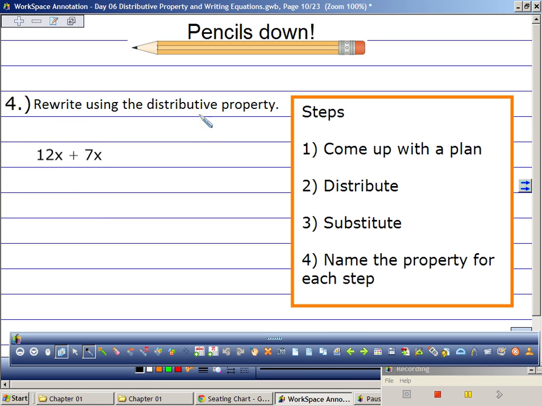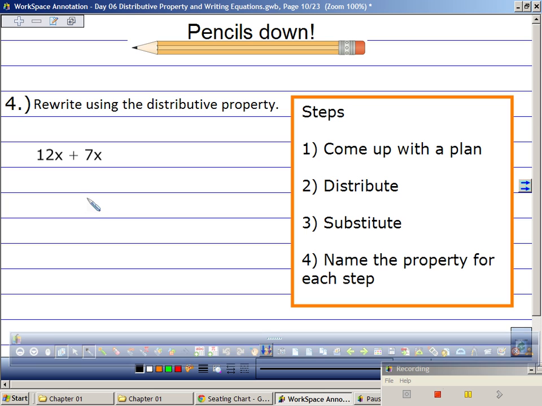Okay. Rewrite using distributive property. I need it quiet, please. Rewrite using the distributive property. Let's come up with a plan. What do these 2 terms have in common? They both have x's. If I were to factor out an x from 12x, what would I have left over? 12. And if I were to factor out an x from 7x, what would I have?